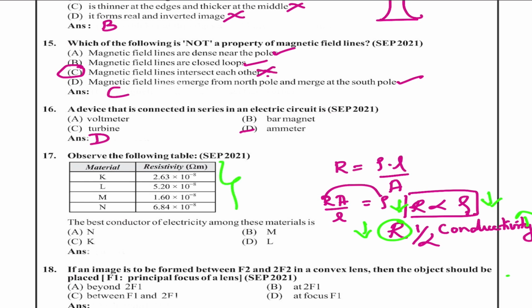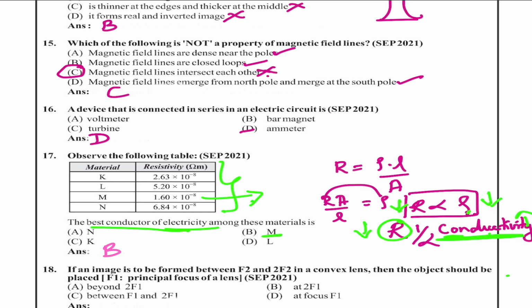So, among these 4 materials, which material has got the least resistance? It is the material M. If its resistivity is least, its conductivity will be the highest. Its conductivity will be more. And that is what we are supposed to find. We are supposed to find out which material is the best conductor of electricity. So the material which has least resistivity is the best conductor. Hence, the correct answer for 17th question is option B. Material M, that is option B.